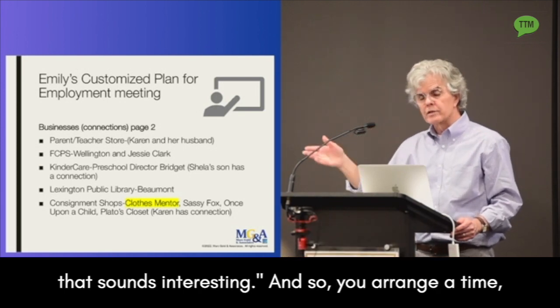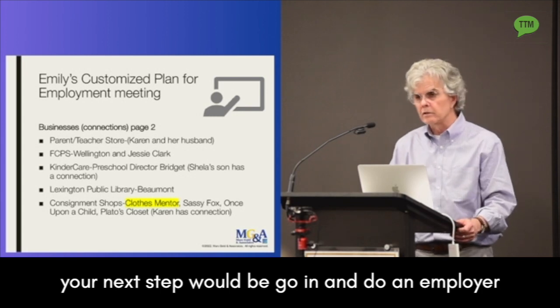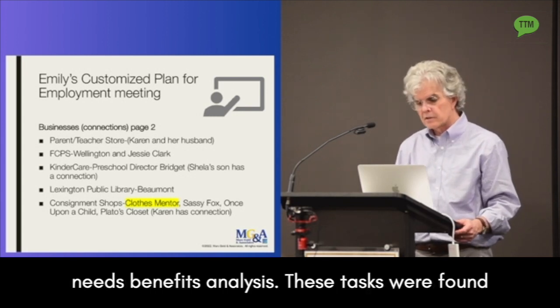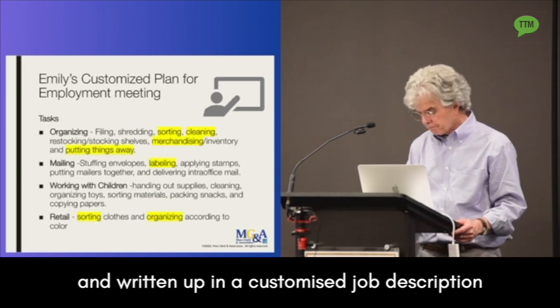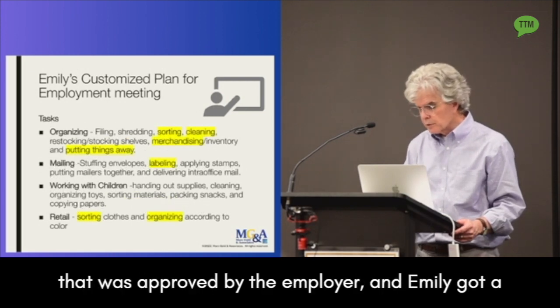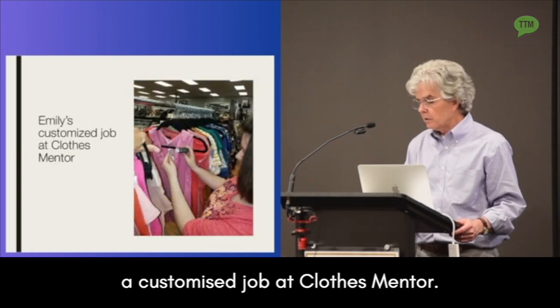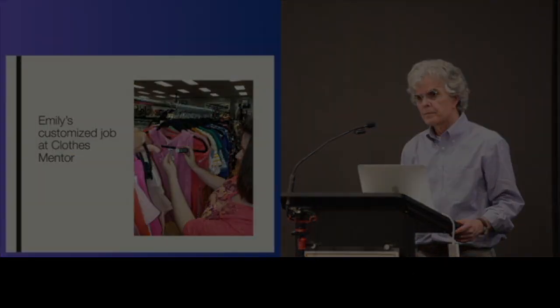And so you arrange a time. Your next step would be go in and do an employer needs benefits analysis. These tasks were found and written up in a customized job description that was approved by the employer, and Emily got a job at Close Mentor, a customized job at Close Mentor.